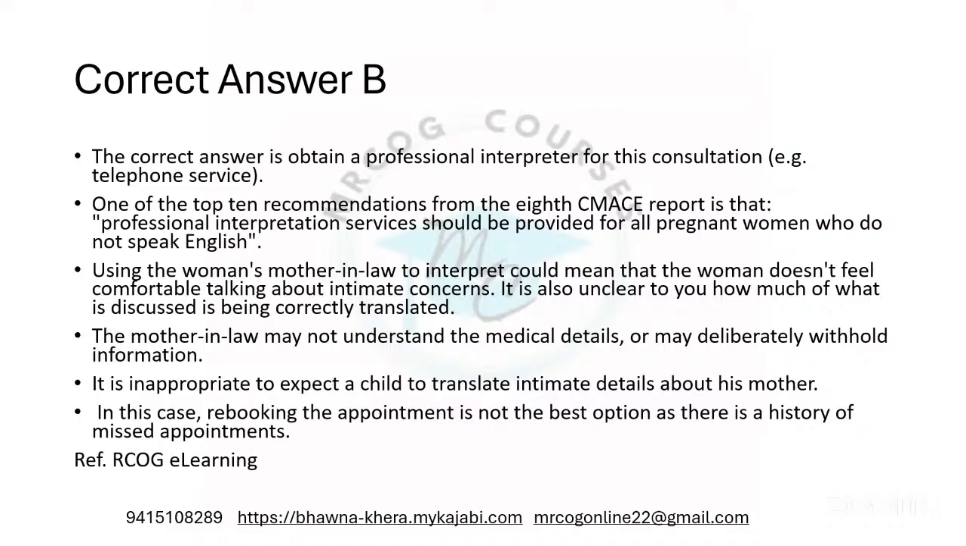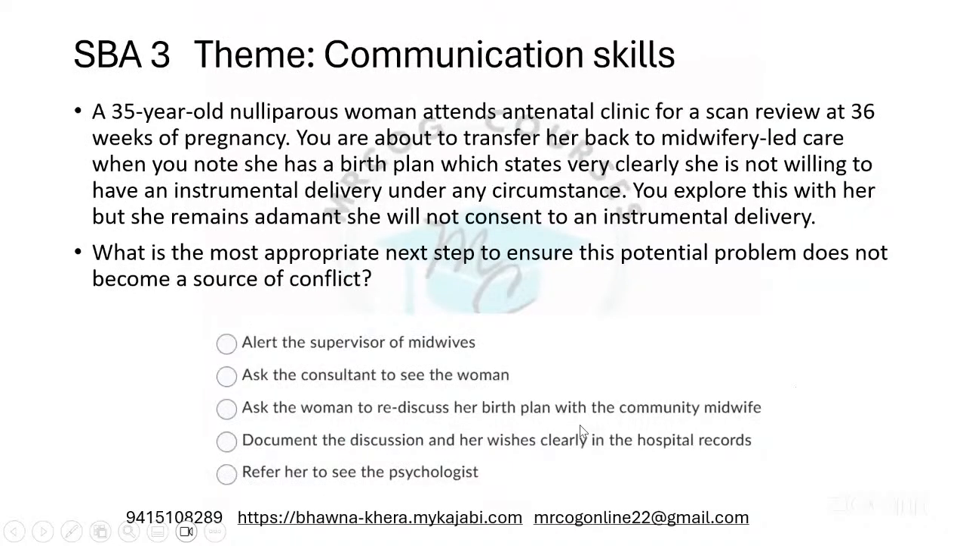And this stands true for emergencies as well. This is a very important thing because you may become confused when the situation is an emergency. Using the mother-in-law does not make sense because she may not understand, or she would not be the right person to talk about that. And of course, the son is also not a good option. Rebooking the appointment is not the best option as there is a history of missed appointments. So therefore, professional interpretation services should be provided to all pregnant women.